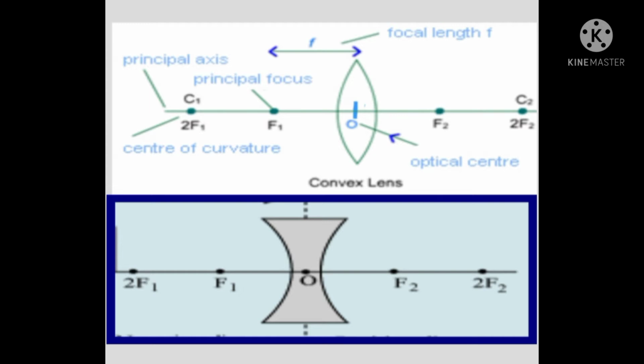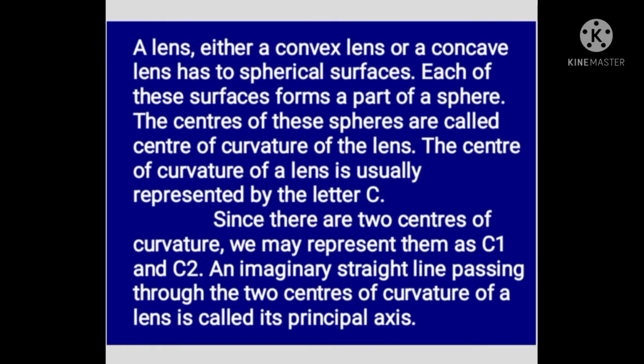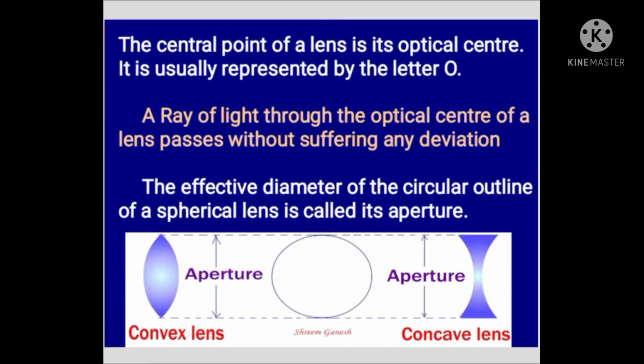An imaginary straight line passing through the two centers of curvature of a lens is called its principal axis, as shown in the figure. The central point of a lens is its optical center. It is usually represented by the letter O. A ray of light through the optical center of a lens passes without suffering any deviation. The effective diameter of the circular outline of a spherical lens is called its aperture, as shown in the figure.